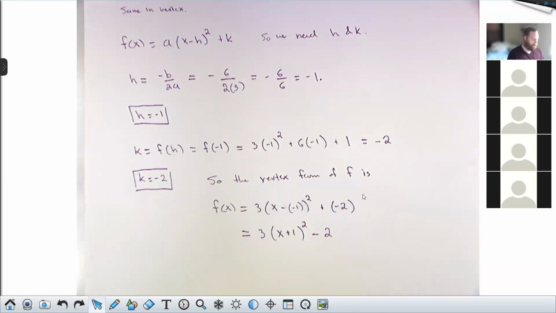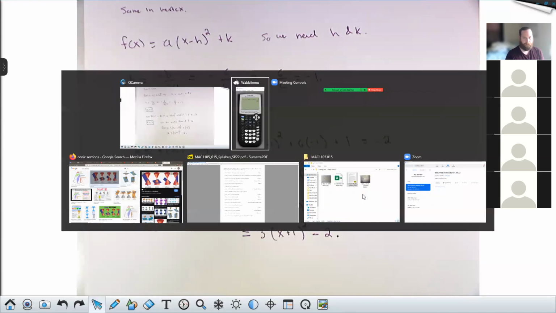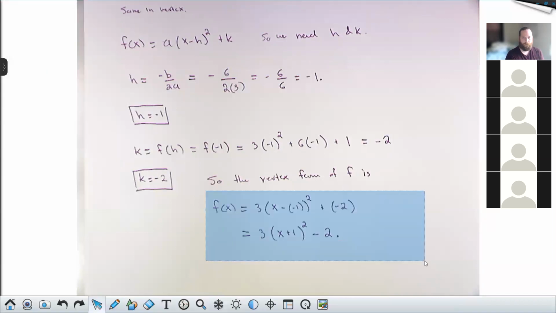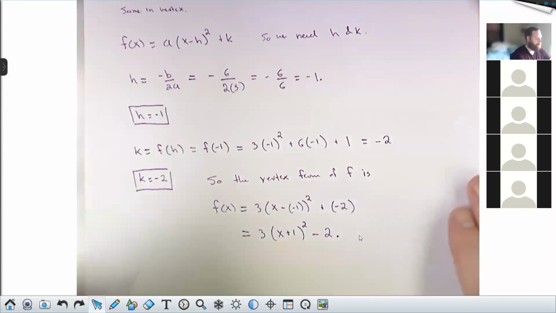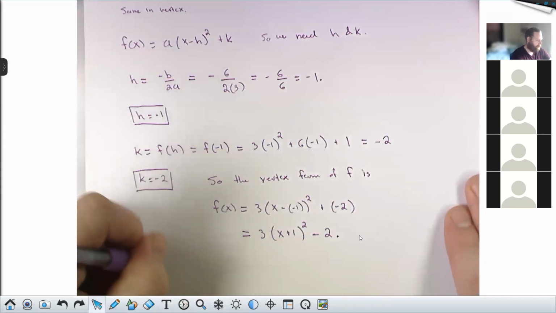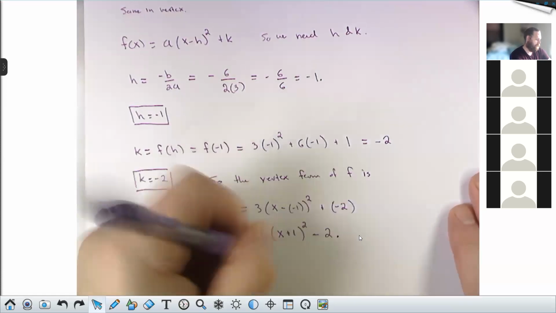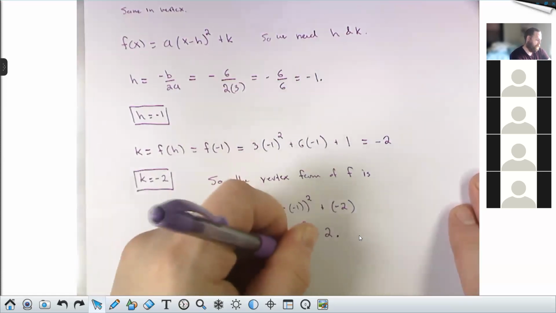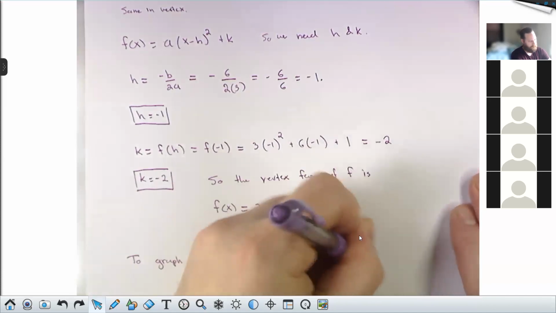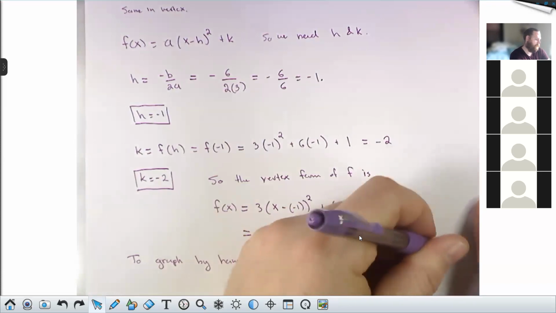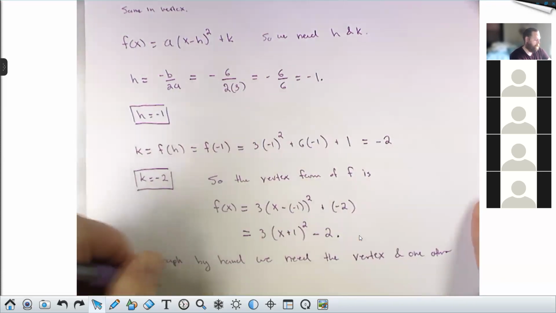If I wanted to graph this function, I can pull up my calculator. Actually, let's do it by hand first, and then we'll check with the calculator. I want to show you how to do this by hand. We need the vertex and one other point.